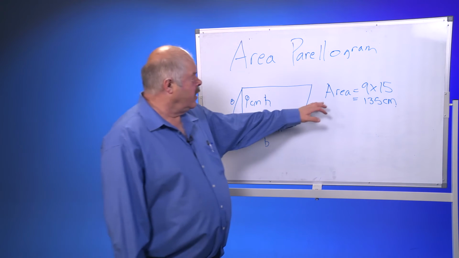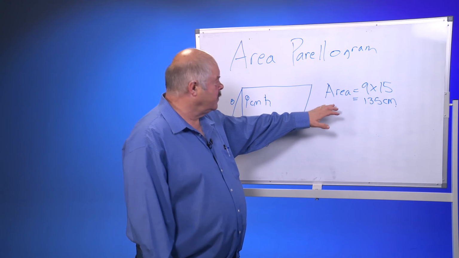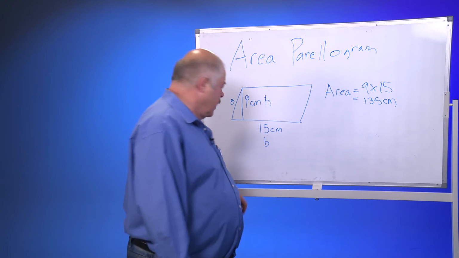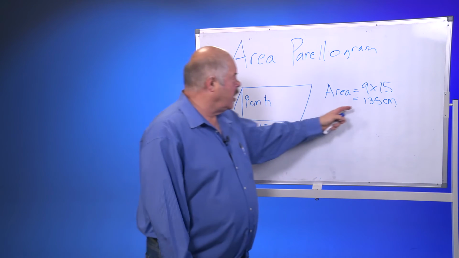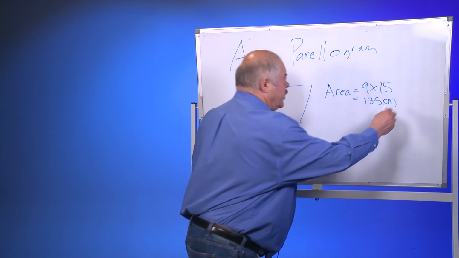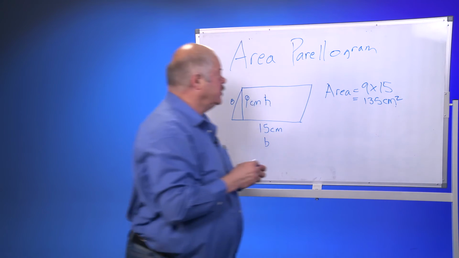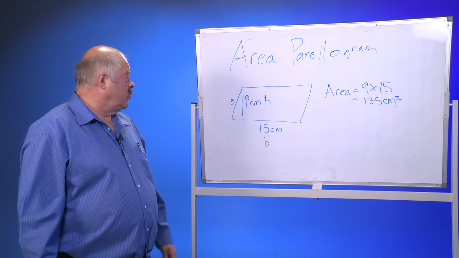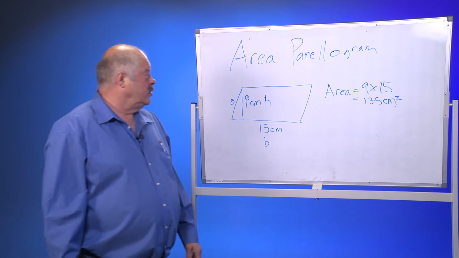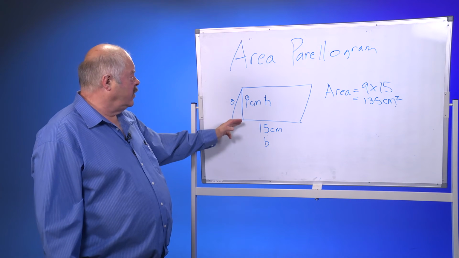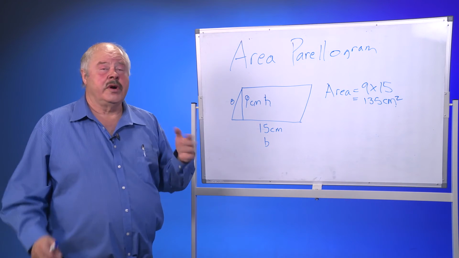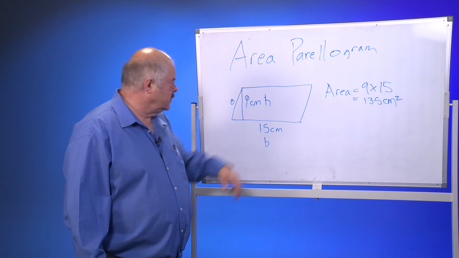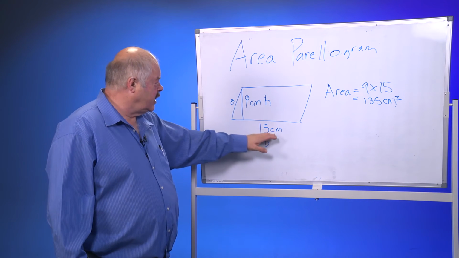And so if we multiply that out, it's 9 times 15, which is, oh, did you catch the mistake I made? 135. I did not put squared centimeters. Remember, area is always in square units. Now, again, straightforward formula, height, base, make sure these are both in the same units.